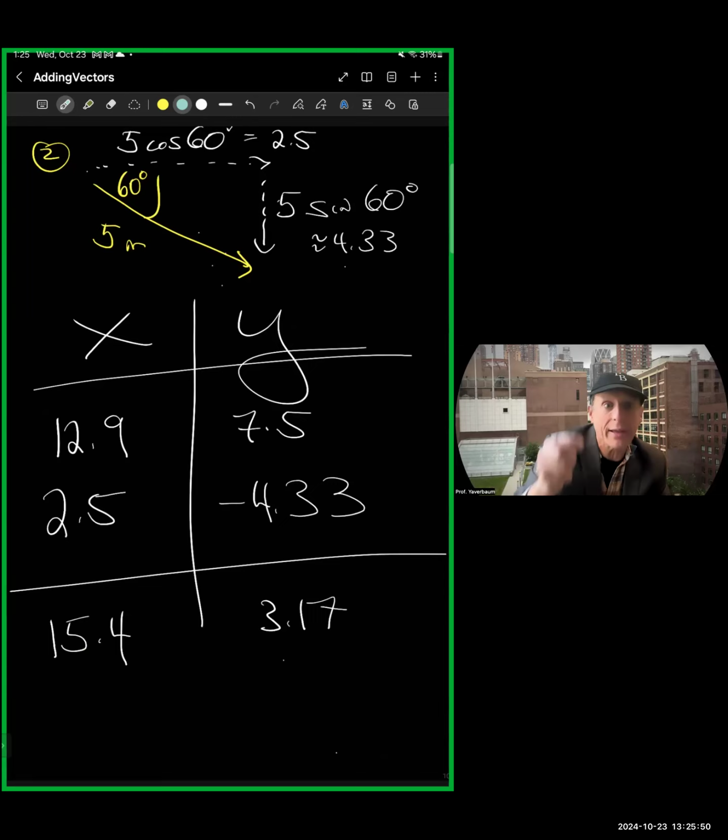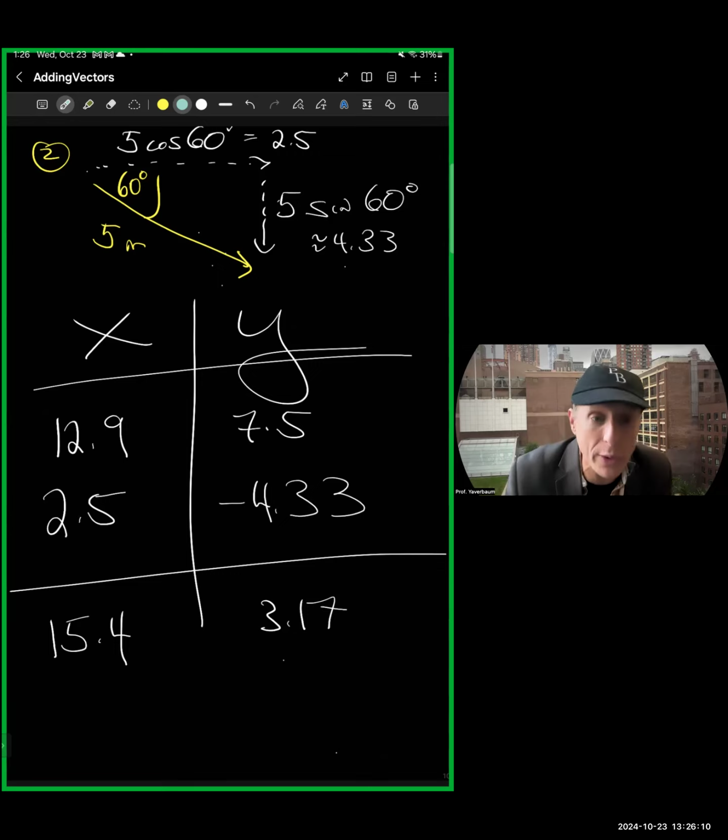In other words, in vector addition, 2.5 plus 4.33 equals 5, as long as the directions are the way I just depicted. If that didn't make sense, you can just ignore it.